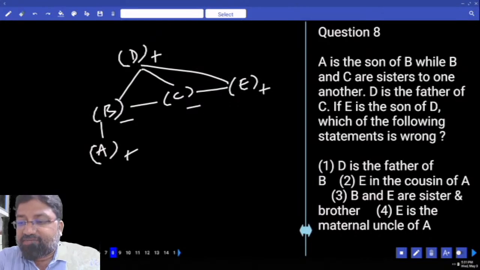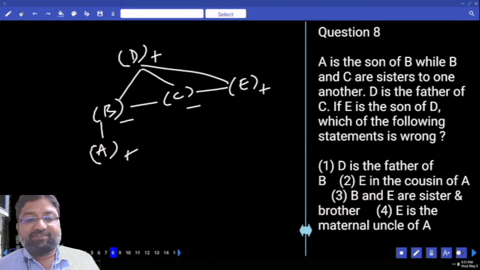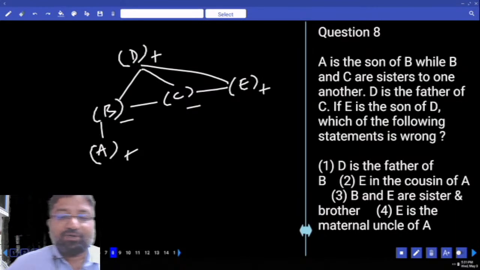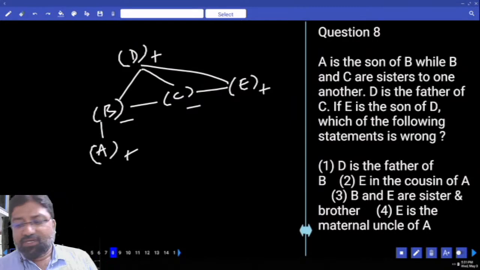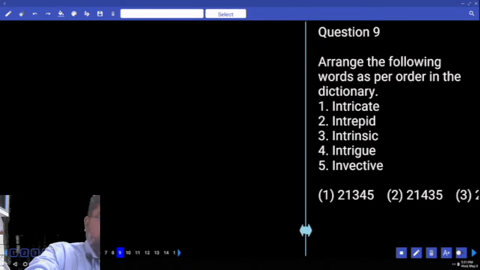What's the question? Which of the following statements is wrong? What is the first statement? D is the father of B. It is true. E is the cousin of A. Is E the cousin of A? No. So this is false. Which option is my answer? Second option. Now look at this question carefully here.